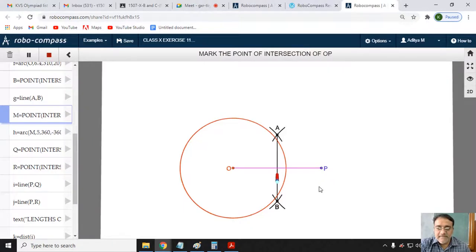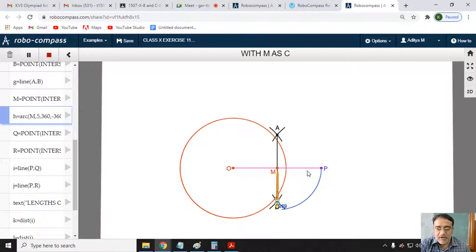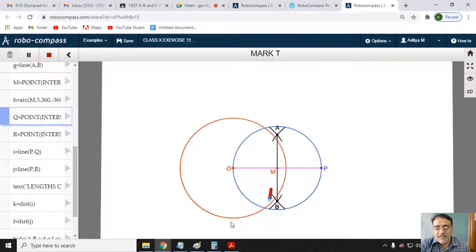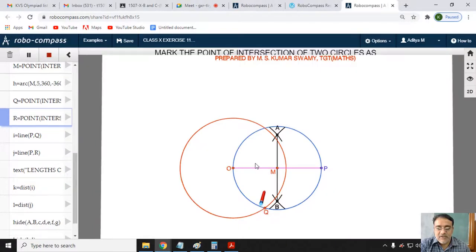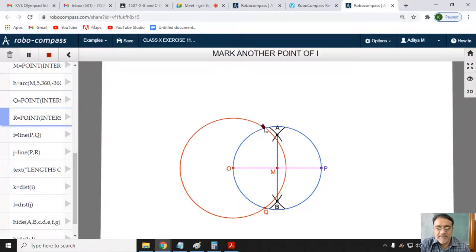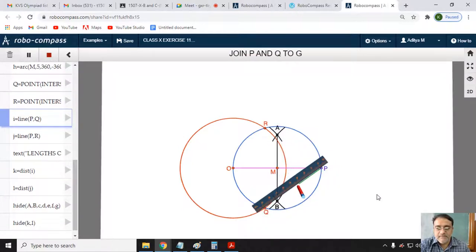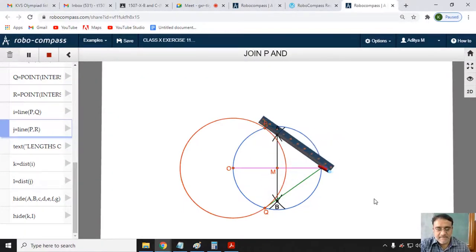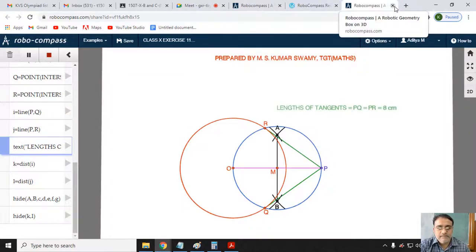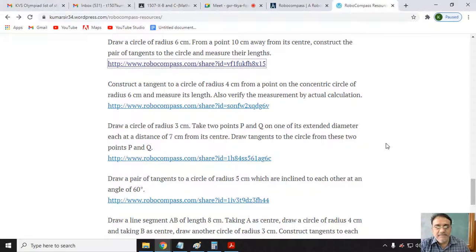Now with center M and radius OM or PM, draw one circle which intersects the circle at 2 points. We'll take it as Q and R. Okay, this point is Q and this point is R. After that we have to join PQ and PR. So PQ and PR are the required tangents. Okay, any doubt in that question?